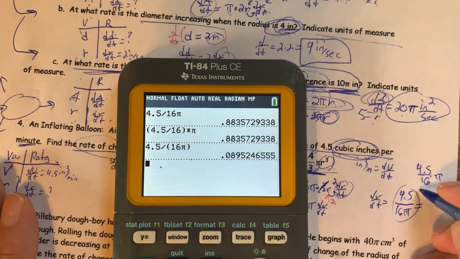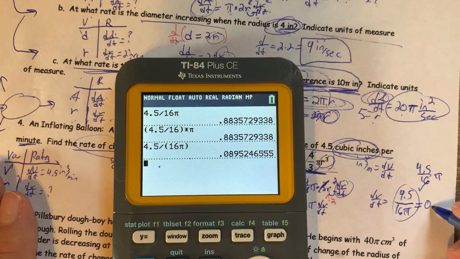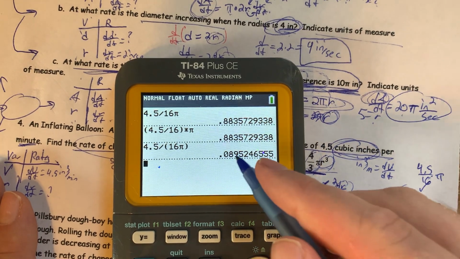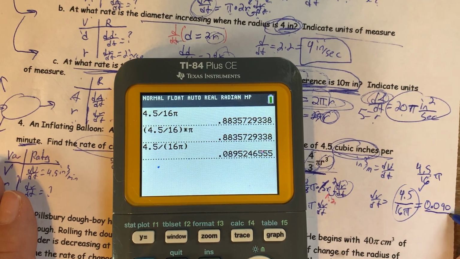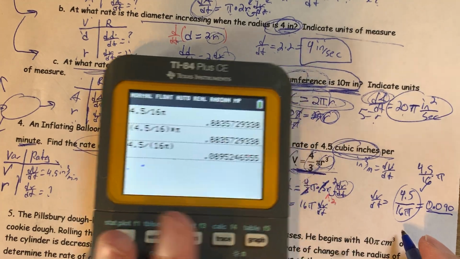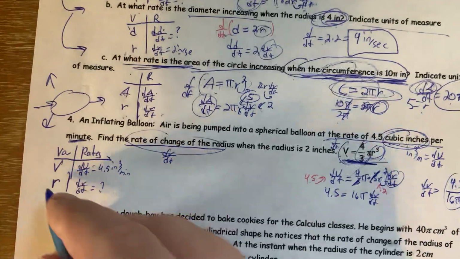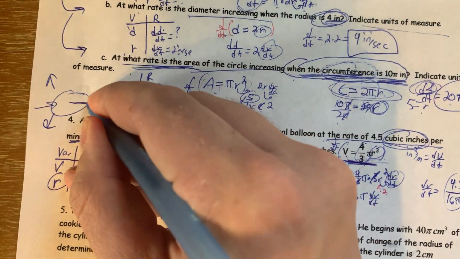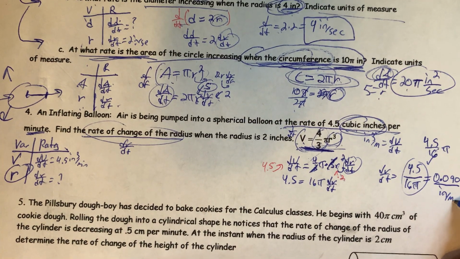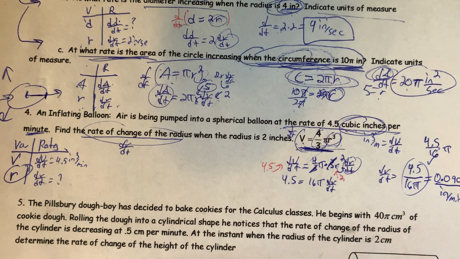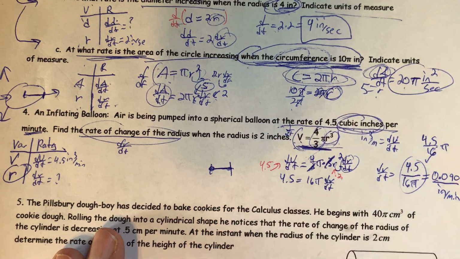I could leave it like this. This is completely correct. Or I could round to 3 decimal places. So 0.0, and when I round the 5 up, it will go to 9. And we should put units. So if the volume was being measured in inches cubed per minute, the radius is a distance, it is just a length, so it should be in inches per minute. So volume is in inches cubed, area is in inches squared, and distances like a radius are just in inches per minute.